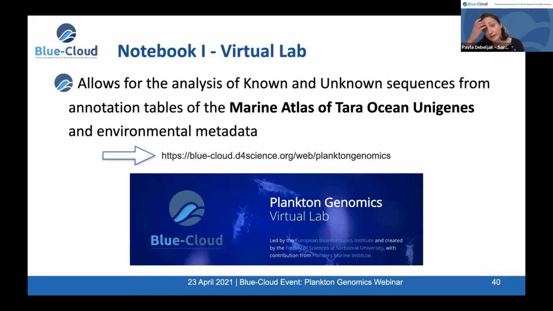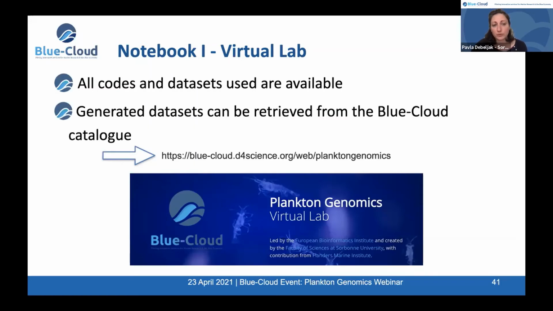So this is how the entry to the virtual lab looks like. This is the link to it. It provides these tools to analyze the known and the unknown sequences out of the MATOU, the Marine Atlas of Tara Ocean Unigenes, and the corresponding environmental data. As I said before, all the codes and data sets used are available, and the generated data can be retrieved from the Blue Cloud catalog, which can be of interest if you're focusing on a very specific group of plankton, whether it's known or not known.